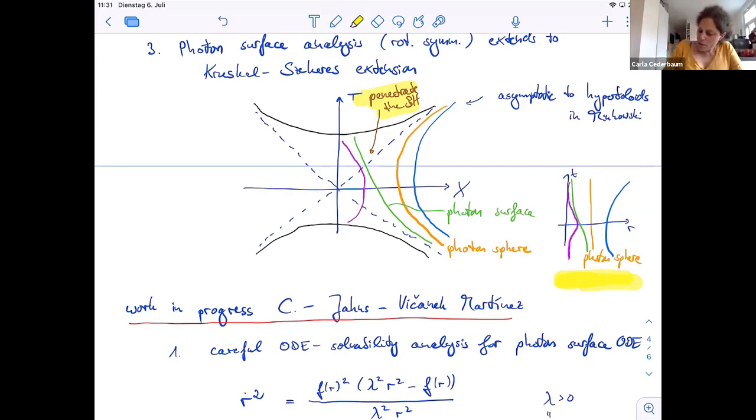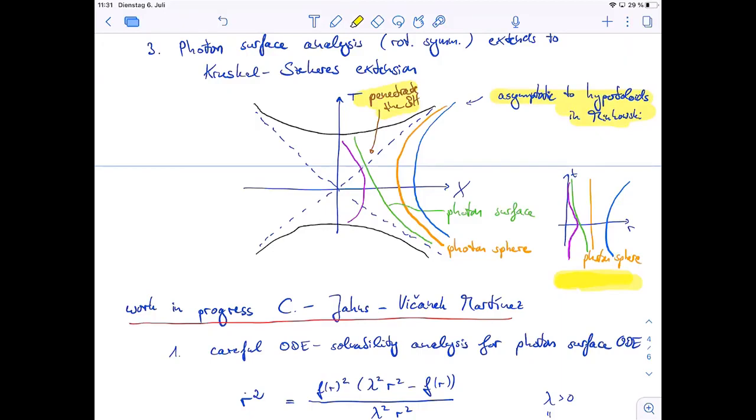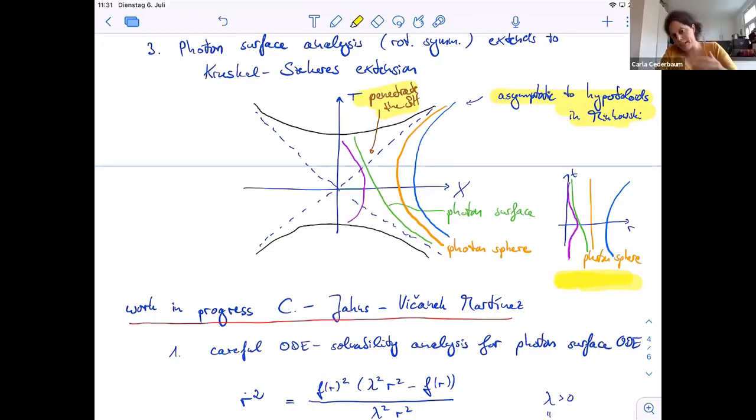And those like the blue ones, which look like they asymptote to the rotational hyperboloids in Minkowski spacetime in the TR diagram, can actually be shown to do so in a very strong sense in Kruskal-Szekeres coordinates. And this doesn't only apply to Schwarzschild, but in particular it does apply to Schwarzschild and Schwarzschild-Tangherlini, starting in spatial dimension 3. But the same should be true for lower spatial dimensions as well.